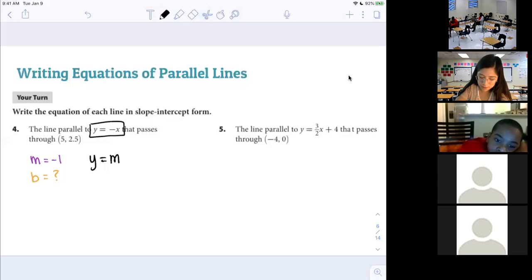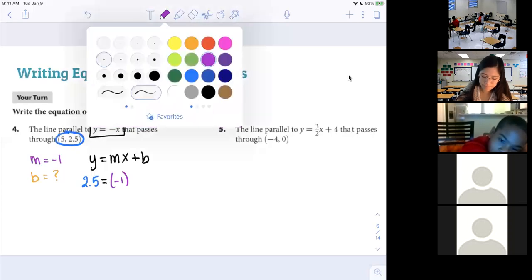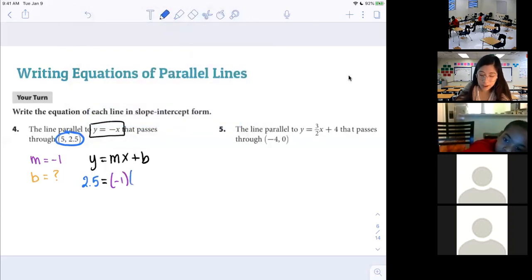Okay, so I'm going to start by just writing y equals mx plus b. We have a coordinate point. They give us a coordinate point to use. So what do I plug in for y? 2.5. What do I plug in for x? Tyrone got it. -1 for m. X is 5. And then plus b. Now I solve. What's -1 times 5?